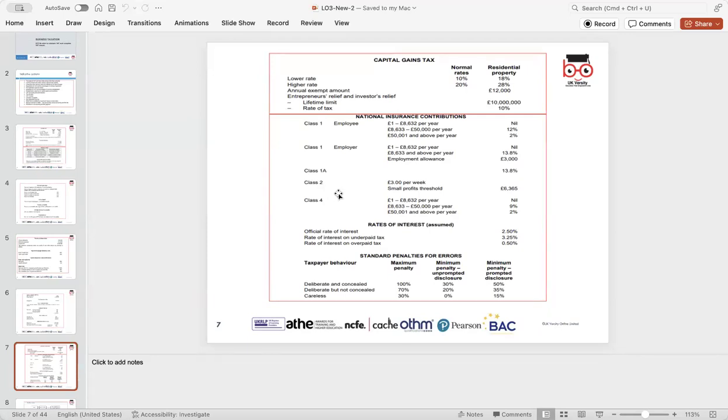Then interest rates are important in financial calculations. The assumed official interest rate is 2.5%, while the Bank of England rate is 0.50%. Finally, there are standard penalties for tax error, which are based on taxpayer behavior. For example, the maximum penalty for deliberate and concealed error is 100%, while the minimum penalty for prompt disclosure of careless error is 15%.